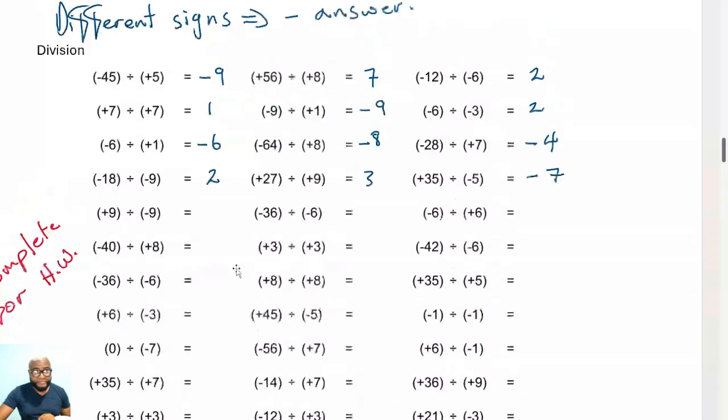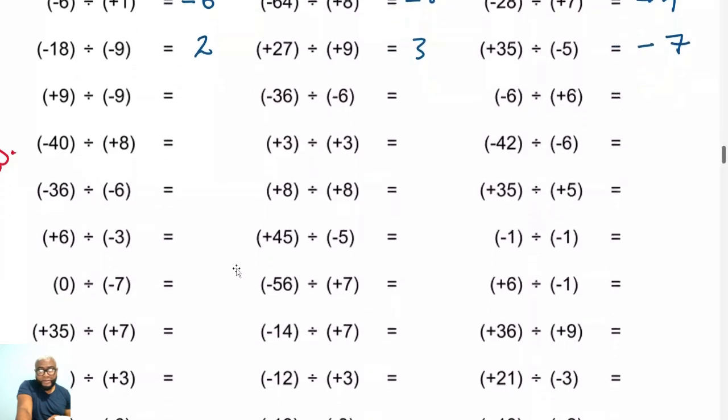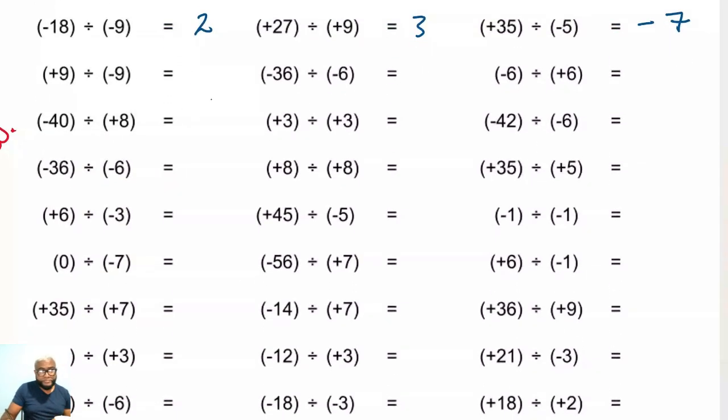Kimani, give me 2 lines there. There we go. Positive 9 divided by negative 9. First of all, there's no such thing as negative 0. Second of all, 9 divided by 9 is 1. Negative 1. Right? Let's go. Next one.